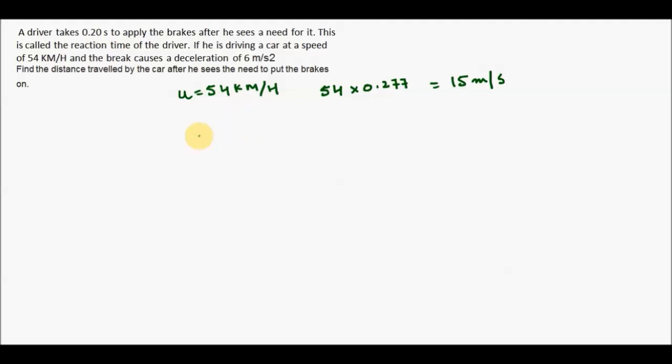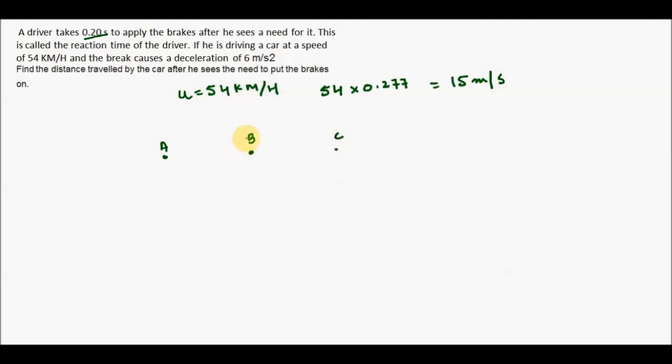So the question says that you are driving a car, and let me suppose at point A you realize that you need to put on the brakes, right? So according to the question, it will take you 0.20 seconds to actually apply the brakes from point A, right? Now let me suppose in 0.2 seconds the car has reached to the point B, right? So it is the point B at which the brakes have been finally applied, and let me suppose the car finally stops at the point C.